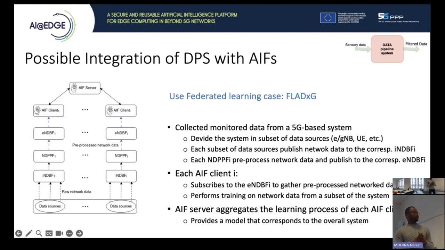At the level of the federated learning, each AI client subscribes to the corresponding egress network data broker function in order to get the preprocessed data, then performs the training on the network data from the subset of the system. Then at the level of the AI server, the AI server will aggregate the learning process of each AI client. In this case, the AI server will provide a model that corresponds to the overall system.